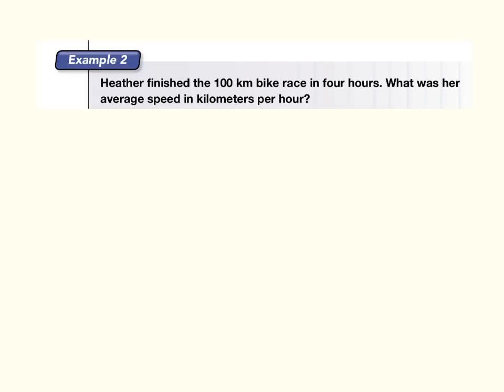Example 2. Let's write this down. Heather finished the 100-kilometer bike race in 4 hours. What was her average speed in kilometers per hour? So we need to find the average. Now when we're trying to find the average, that's the abbreviation for average.